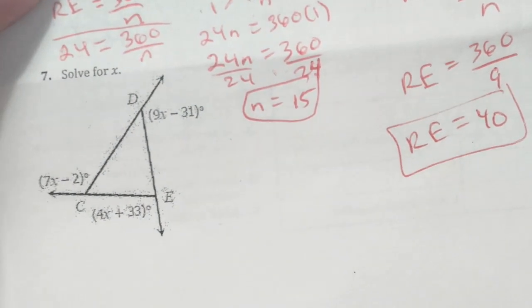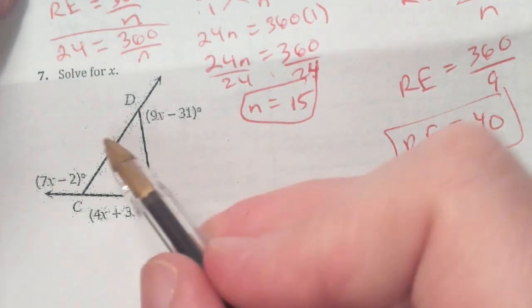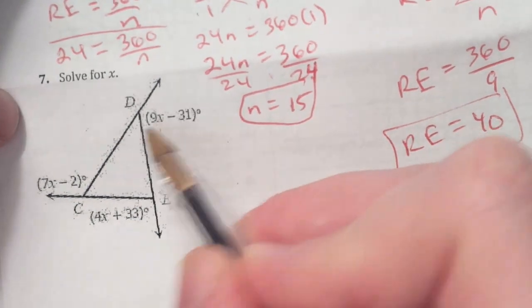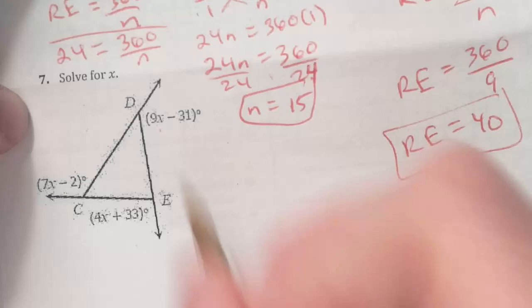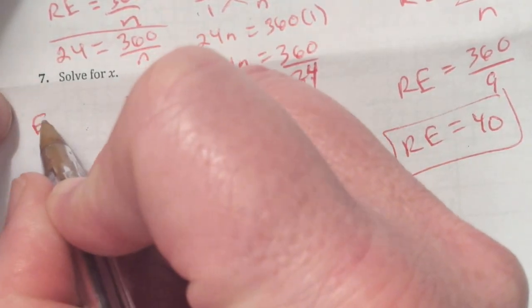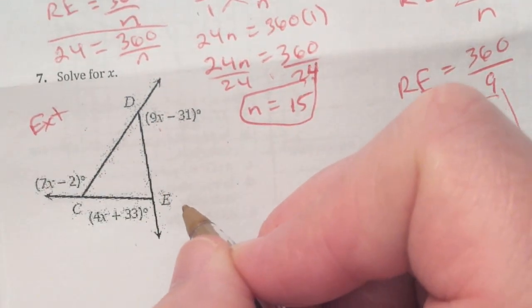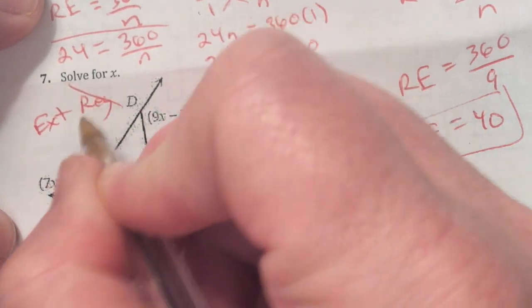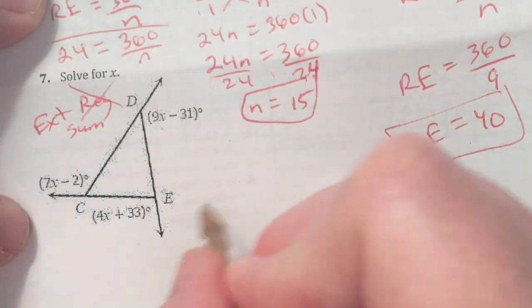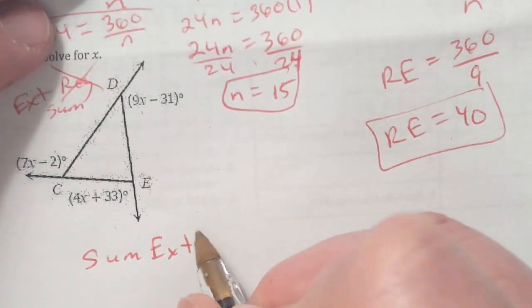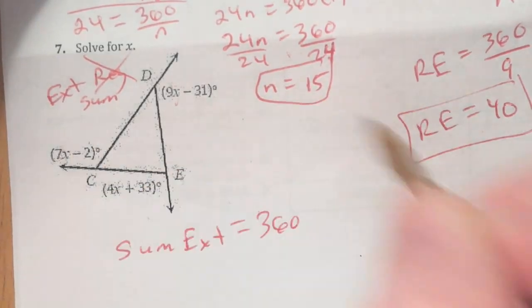All right, number 7. Are these interior or exterior? Are these inside the shape or outside the shape? In this case, these are each outside the shape, so these are exterior. Is this sum or regular? Are these all the same? They're not all the same, so they're not regular. If they're not regular, then it has to be sum, right? So we have sum of the exterior, or SE, is equal to 360. So we know that all of these are going to add up to 360.